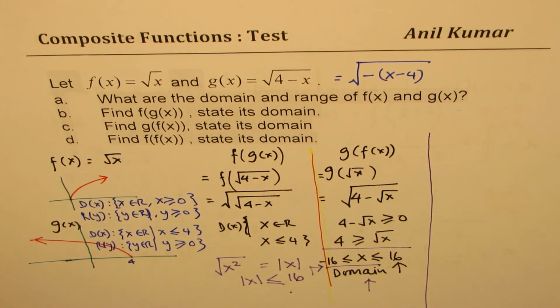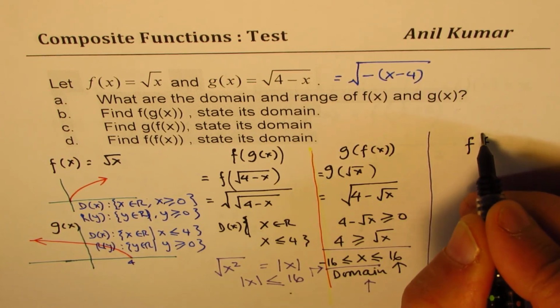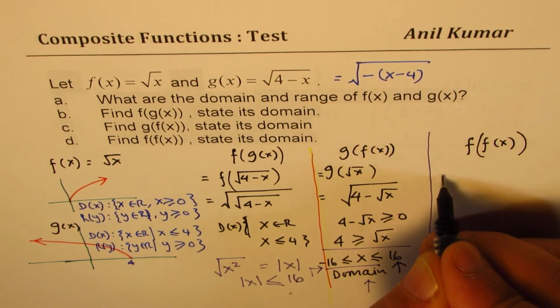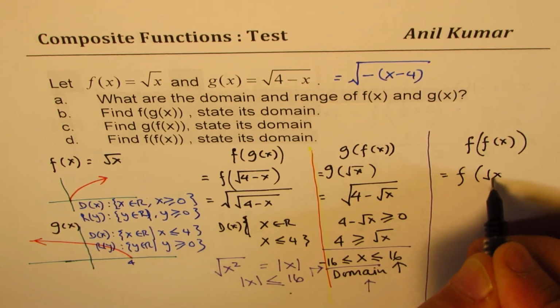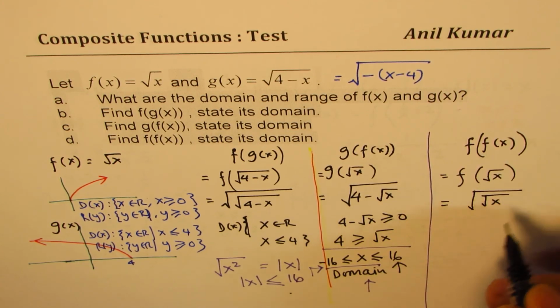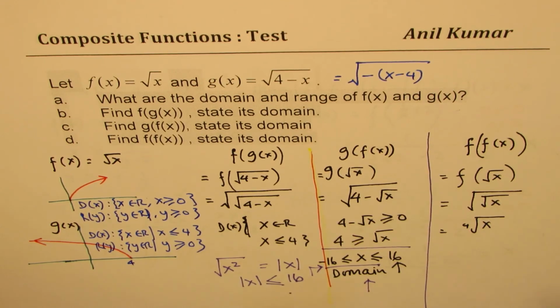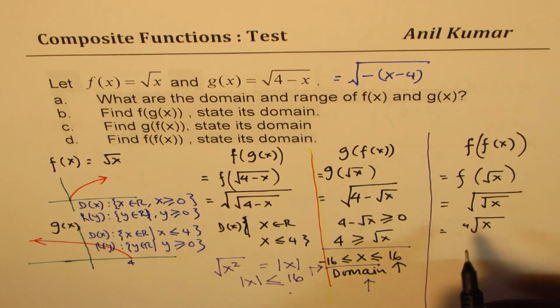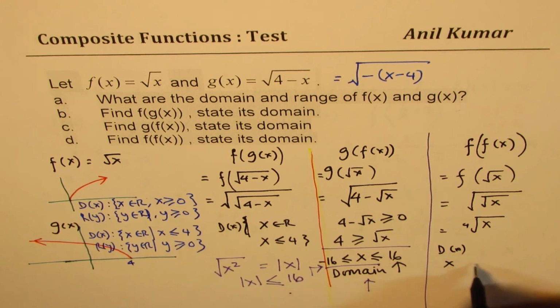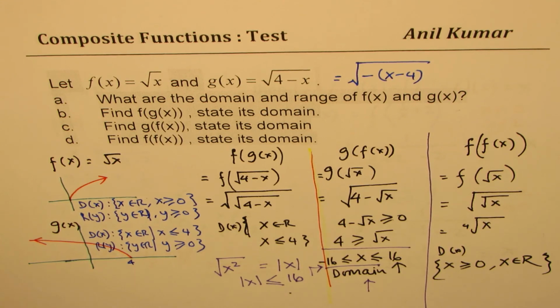Perfect, perfect. Okay, anyway. So the last part here is f of f of x, correct? So that means f of square root of x, and that means fourth root of x. That becomes your function. Now, fourth root of x, x has to be, so the domain here is that x has to be greater than or equal to 0, where x belongs to real numbers. Is that okay? So that is how you can actually answer this question.